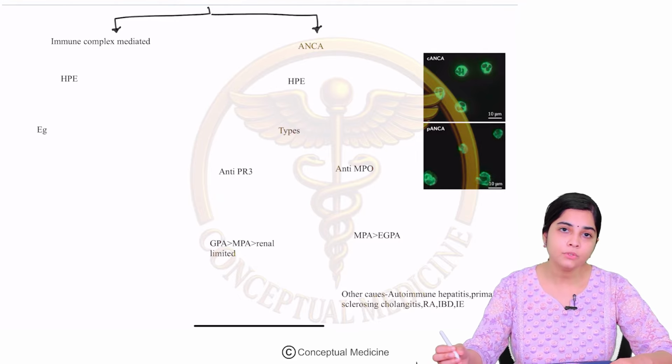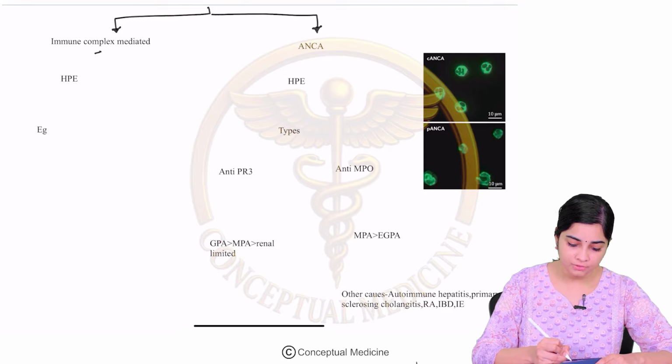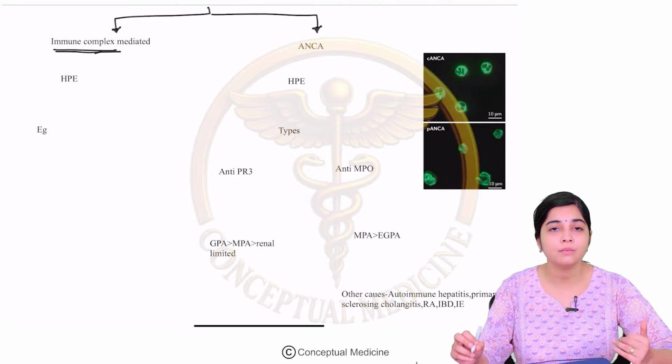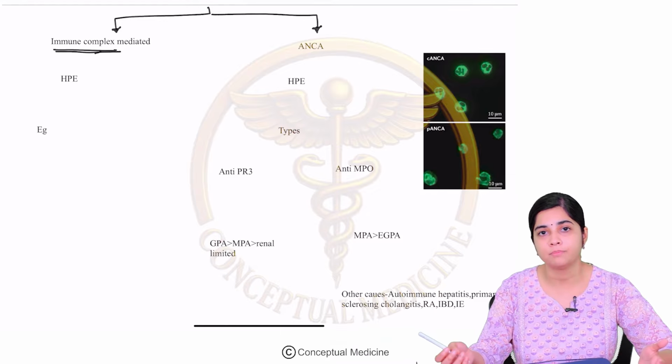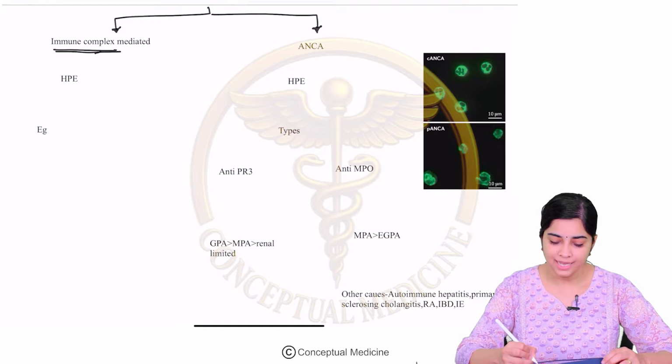In immune complex mediated vasculitis, you find evidence of immune complex deposition in the walls of the arteries or the vessels. These immune complexes may be IgG, IgM or complement deposition, and they will be found in your vessel walls.